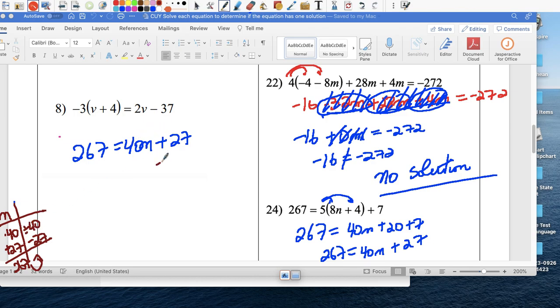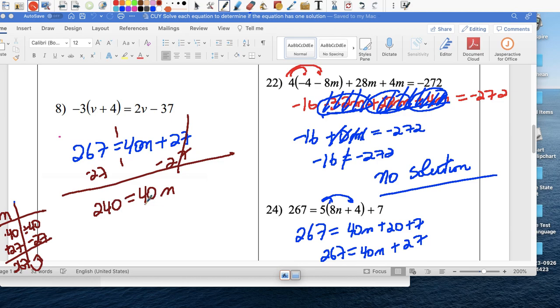So minus 27, minus 27. That goes away. 40n comes down. This becomes 240. Divide this by 40. Divide this by 40. And 40 divided by 40 is 1, or 1n. And then 24 divided by 4 is just 6. So n equals 6. So the last one is the one solution.